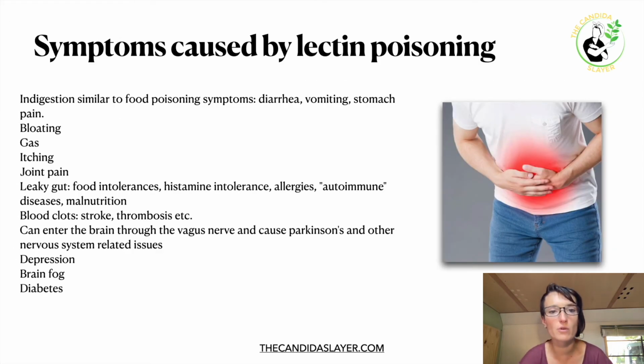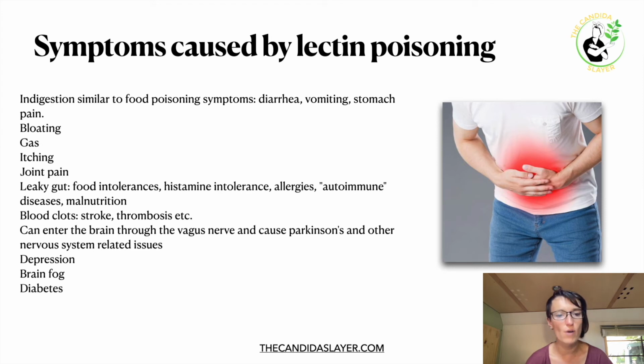So what are the symptoms caused by lectin poisoning? It's mainly digestive symptoms. Symptoms similar to indigestion or food poisoning. Diarrhea, vomiting, stomach pain, bloating, gas, itching, joint pain, leaky gut, as we said previously. So you will have food intolerance. If you have leaky gut, you will have food intolerances, histamine intolerance, allergies, autoimmune diseases, malnutrition. You will have deficiencies, blood clots. So you can have stroke, thrombosis, and so on.